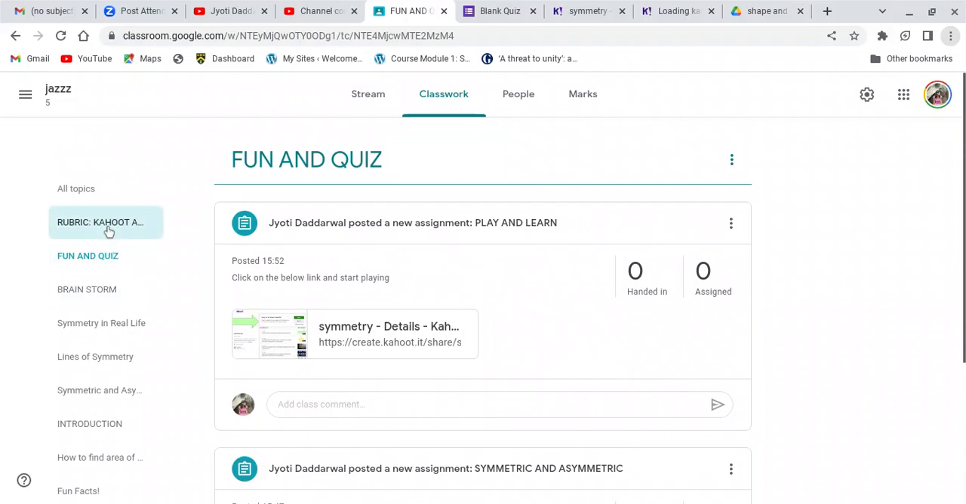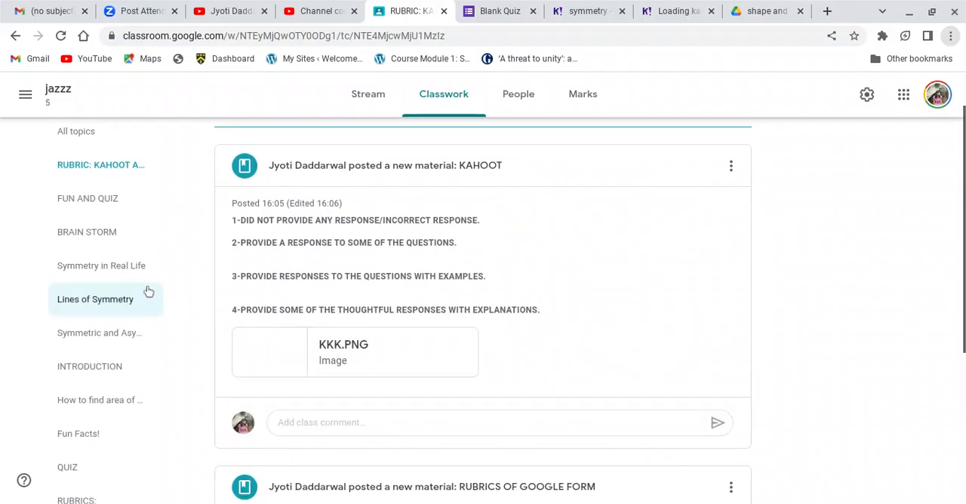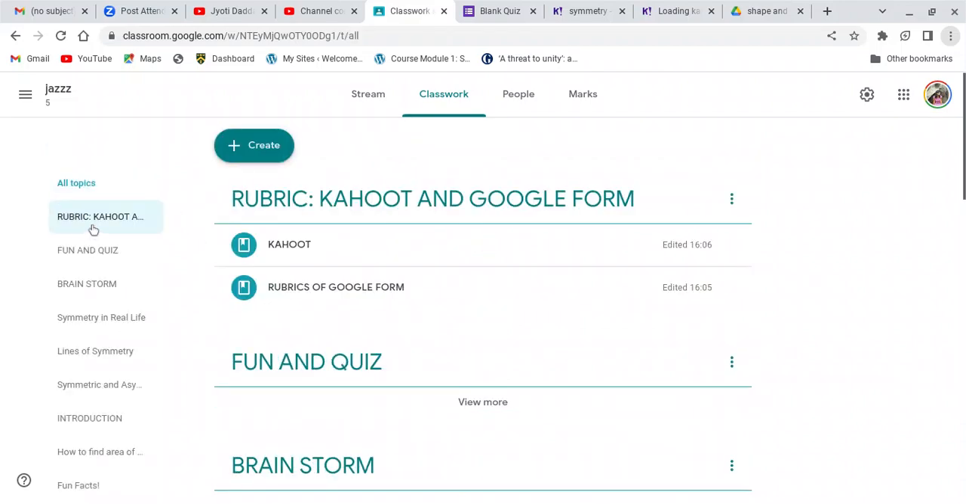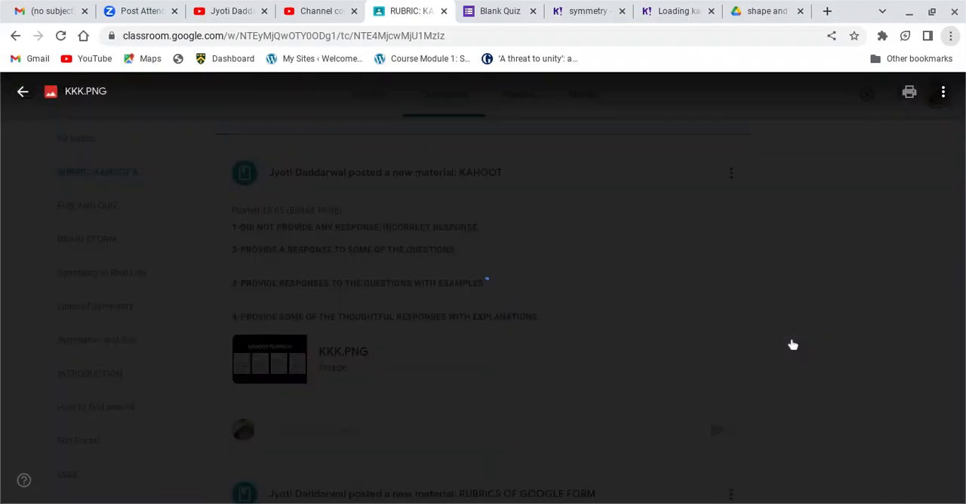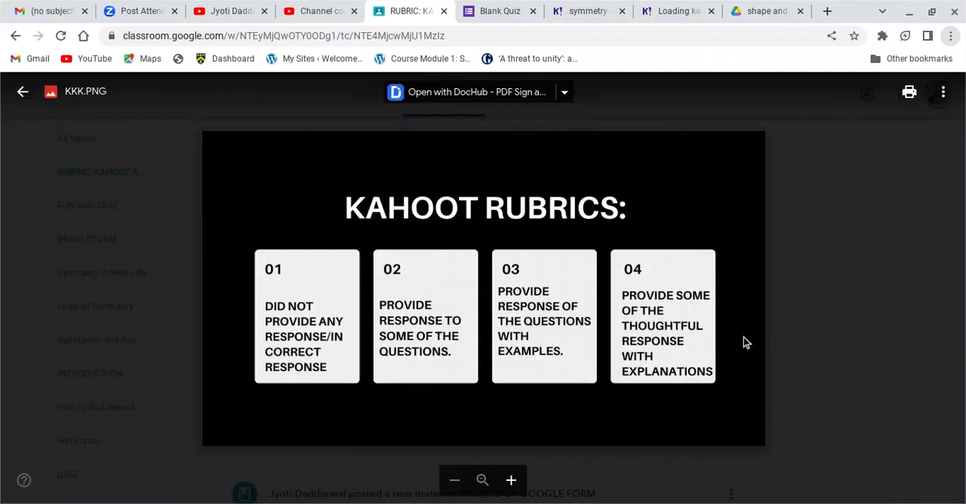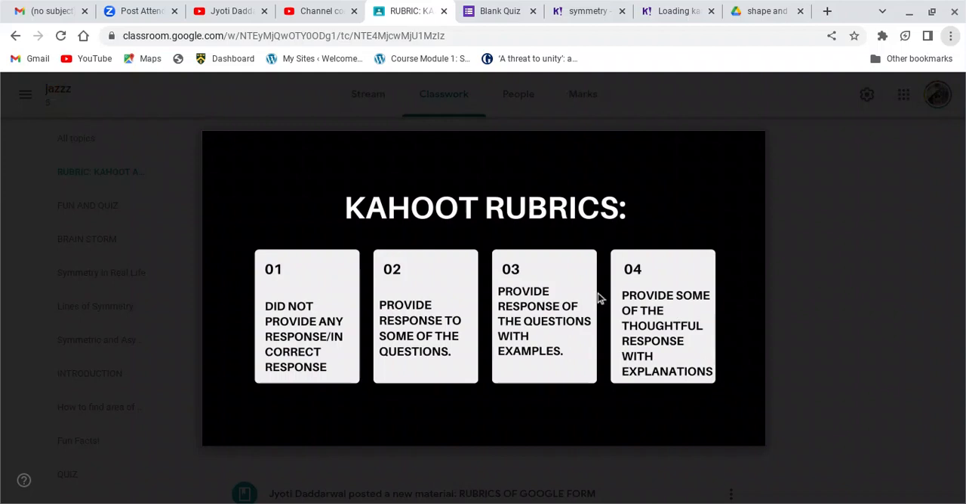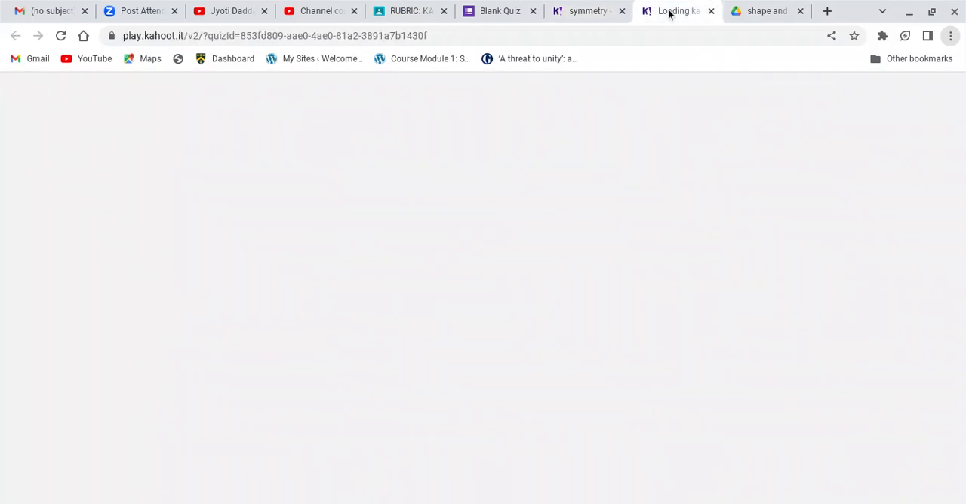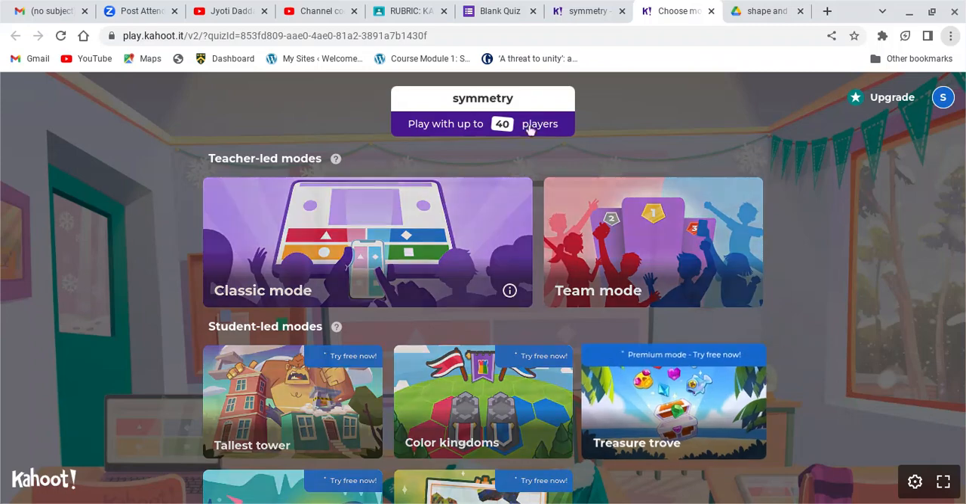Then I put the rubrics here. In the rubrics, I told my students that I will give them 4 marks if they provide a thoughtful response with explanation, 3 if they respond to the question with examples, 2 marks if they respond to only some of the questions, and 1 mark if they do not provide any response. I don't want to give them zero because it will demotivate them. This is the reason.